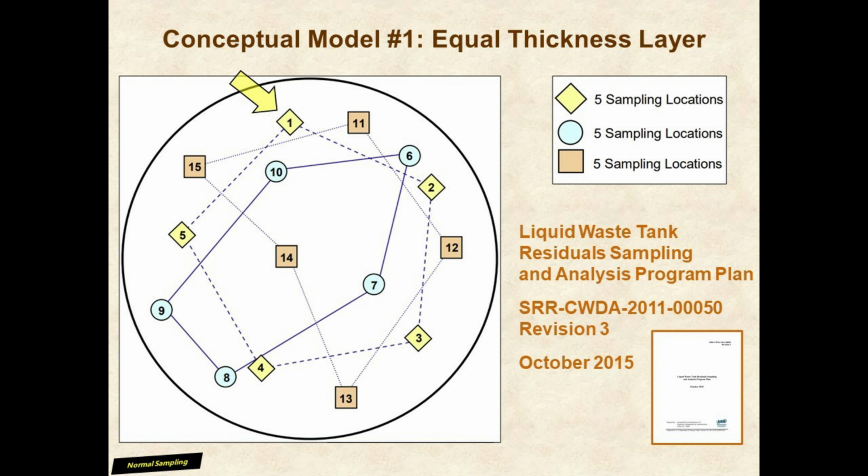The first array, shown in yellow diamonds, contains increments 1 through 5, which will be collected in a pentagonal pattern. The second array, shown in blue circles, contains increments 6 through 10 in a modified pentagonal array. The third array, shown in the tan squares, contains increments 11 through 15 in a polygonal array, with one sample placed either judgmentally or to account for access restrictions. A tank could contain any combination of patterned, random stratified, judgmental, access-constrained, or other components based on tank circumstances.